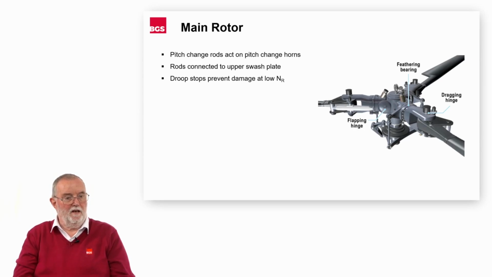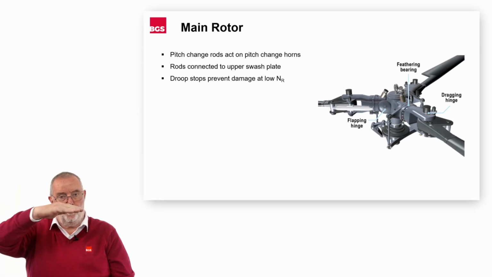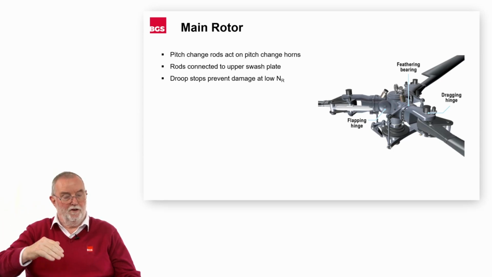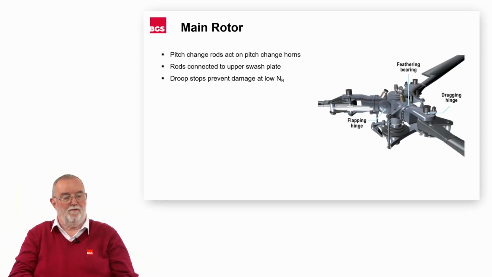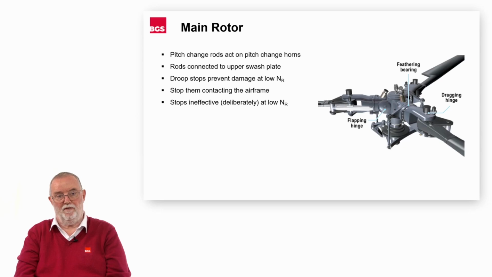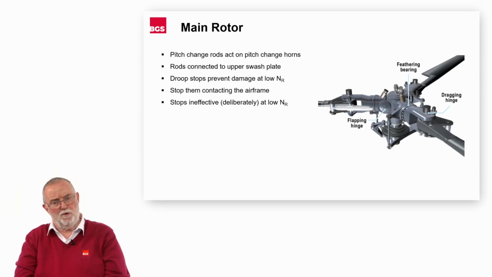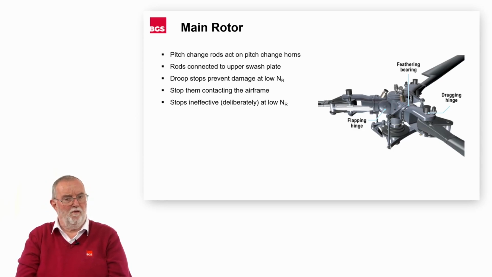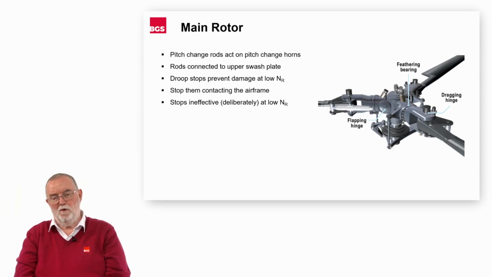So unlike the flapping restrainers which work on each blade for up and down, the droop stop rings prevent the whole thing from sagging down and damaging at low NR, to stop them contacting the airframe, stop the blades cutting your tail boom off. Now, some of those stops are made to be deliberately less effective at low NR, and they use all sorts of clever gizmos, centrifugal force, hydraulics, various things to move variable stops in and out. And when you get to your final types with your fleet that you're going to fly on, you'll learn all about those as part of the type rating course.